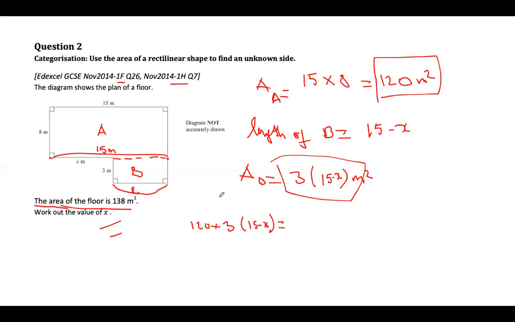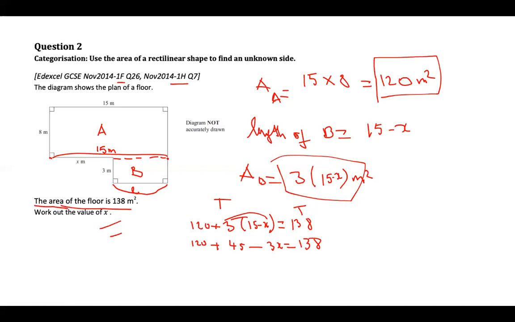So this is the total, and the total on the other side is 138. This is given by the problem, 138. See, total equals total. It makes sense. Okay, now here we have an equation to solve. Let's do this one. We're going to expand the bracket first. So this becomes 120 plus 45, because it's 3 times 15, and 3 times minus x is minus 3x. Minus 3x equals 138.